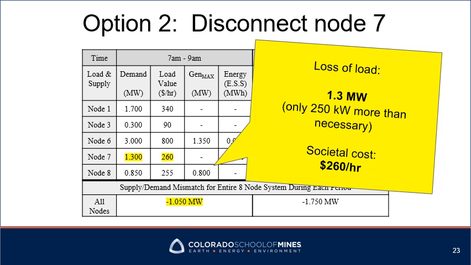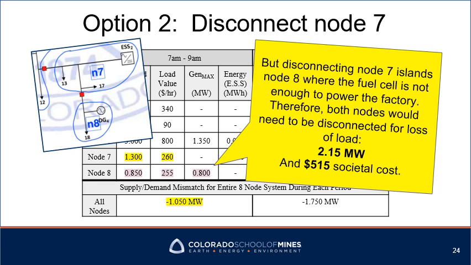So instead of disconnecting nodes 3 and 8, disconnecting node 7 appears to be the next best solution, where you would lose 1.3 megawatts, only 250 kilowatts more than necessary, and that would be at a societal cost of $260 per hour. However, again, if you disconnect node 7, it necessarily islands node 8, where the fuel cell is simply not enough to power the factory. Therefore, both nodes would need to be disconnected for a total loss of load of 2.15 megawatts and a societal cost of $515.